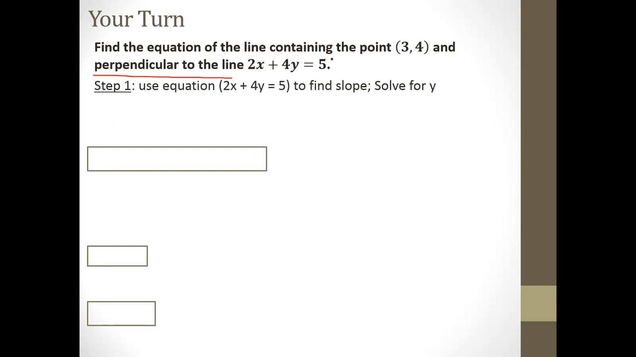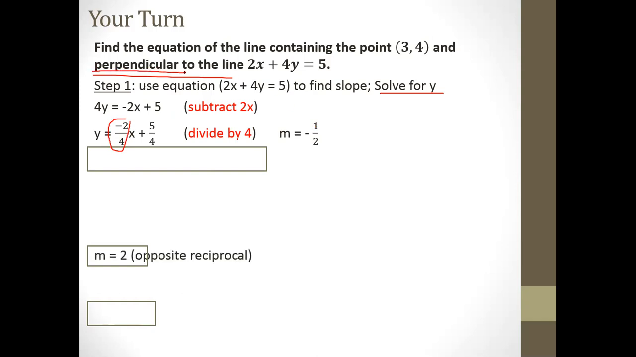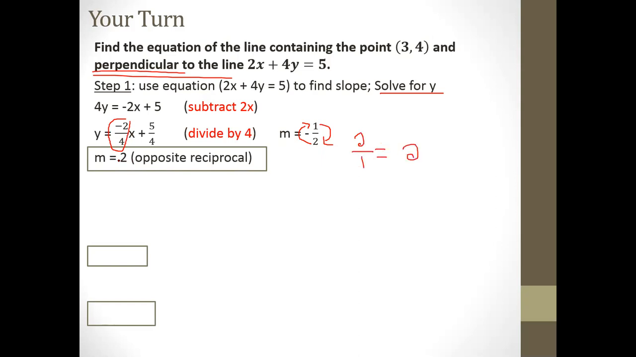All right, your first step, you want to use this equation to find the slope. So we've got to solve for y. Subtract 2x from both sides of the equation. Divide both sides of the equation by 4. And you'll get the slope as negative 1/2, right? When we simplify this negative 2/4, we'll get negative 1/2. But because we're looking for the perpendicular slope, remember you take the opposite reciprocal. So you flip this fraction and you change the sign from negative to positive. 1/2, when we flip, we get 2/1, and 2/1 is just 2. So our slope is 2.